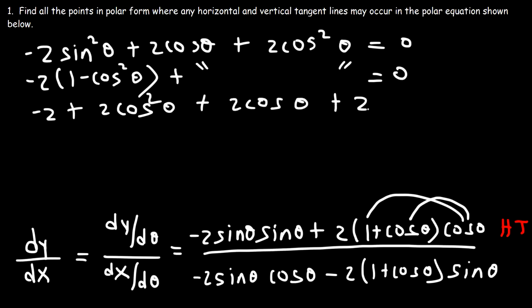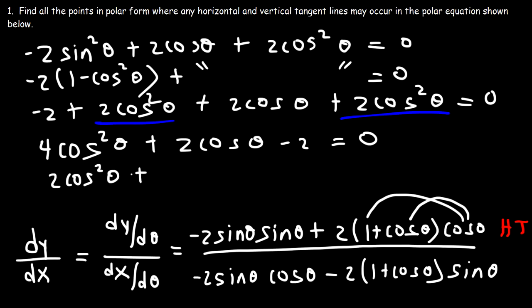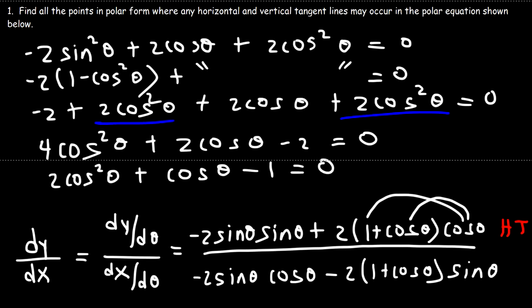Now at this point, what we need to do is combine like terms, and let's write it in standard form. So we can add those two. We're going to have 4 cos² θ plus 2 cos θ minus 2 equals 0. Now I'm going to divide everything by 2. So this becomes 2 cos² θ plus cos θ minus 1 equals 0. At this point, we can factor the expression.